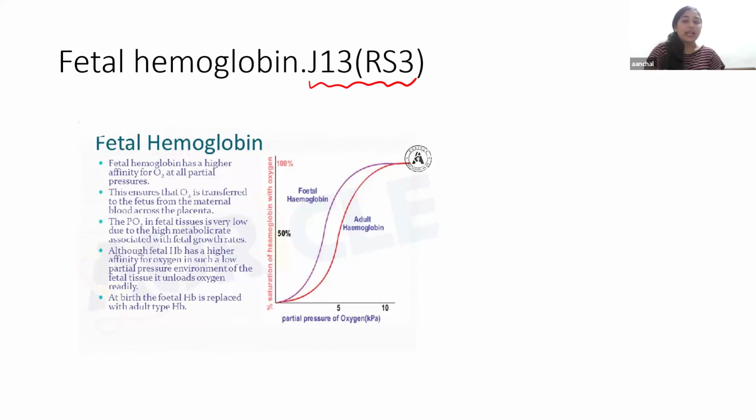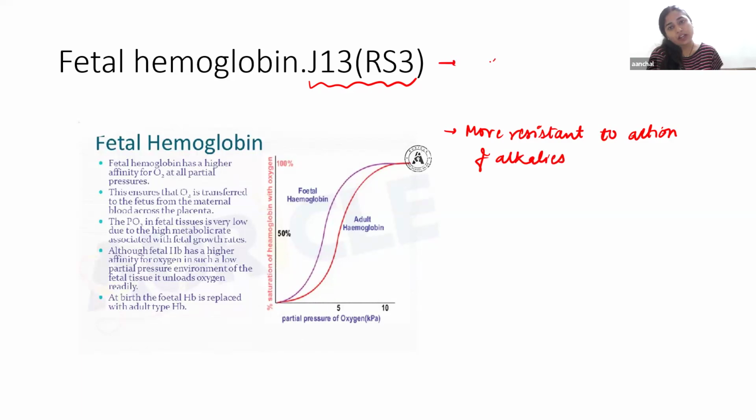Okay. Then another thing is that this fetal hemoglobin is much more resistant to the action of alkalis than adult hemoglobin. Okay. So another we have that this fetal hemoglobin is more resistant to the action of alkalis. Okay. So first we have 2 alpha and 2 gamma chains present.